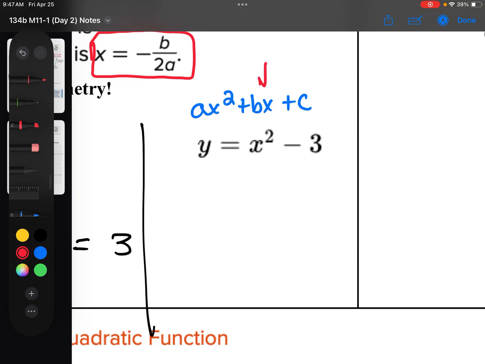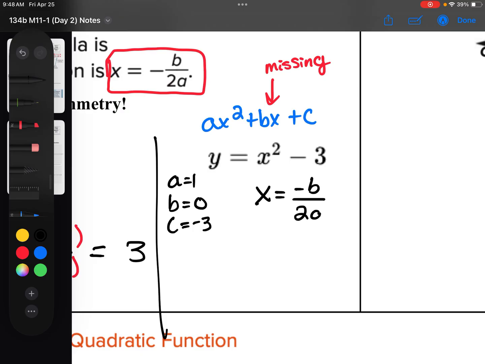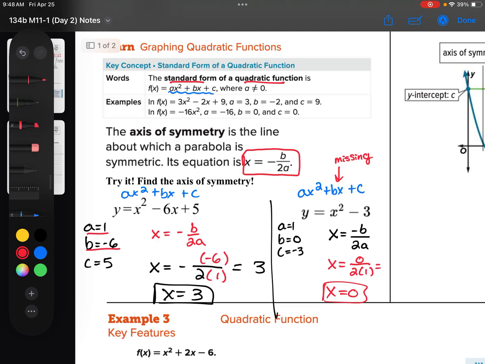We are missing our bx term. There's no term with just an x with it. So your a value here is 1, your b value is 0 because it's missing, and your c is negative 3. So we're going to do x is equal to negative b over 2a. The b value is 0, so x equals 0 over 2 times 1. 0 divided by 2 is 0. So the axis of symmetry for that example is 0. Okay? That is going to be the basis of all of our problems. So really make sure that you are comfortable with finding this axis of symmetry.